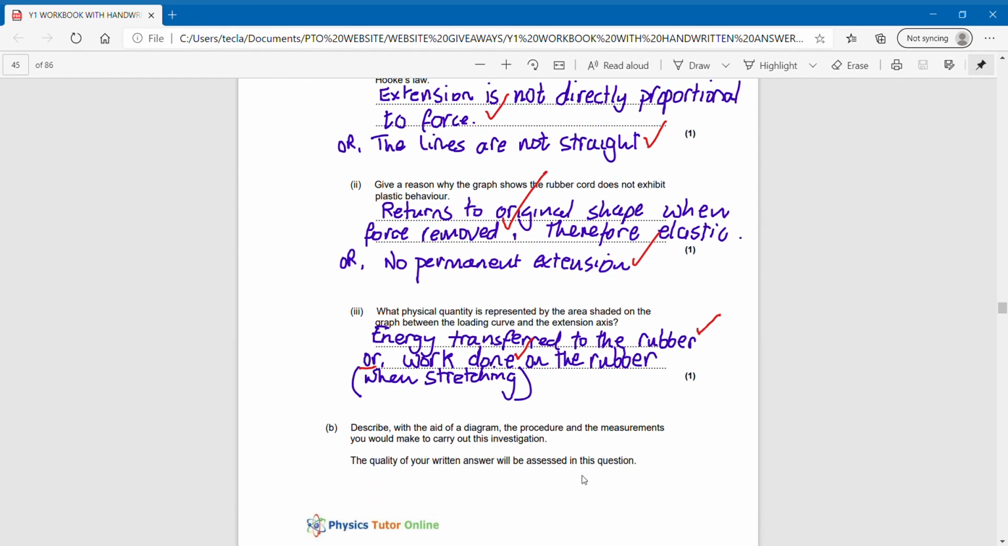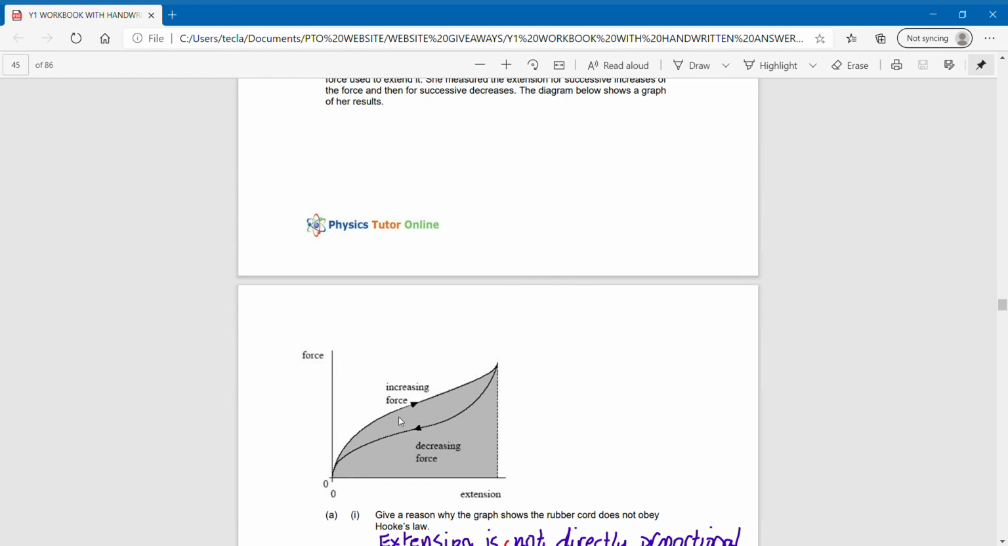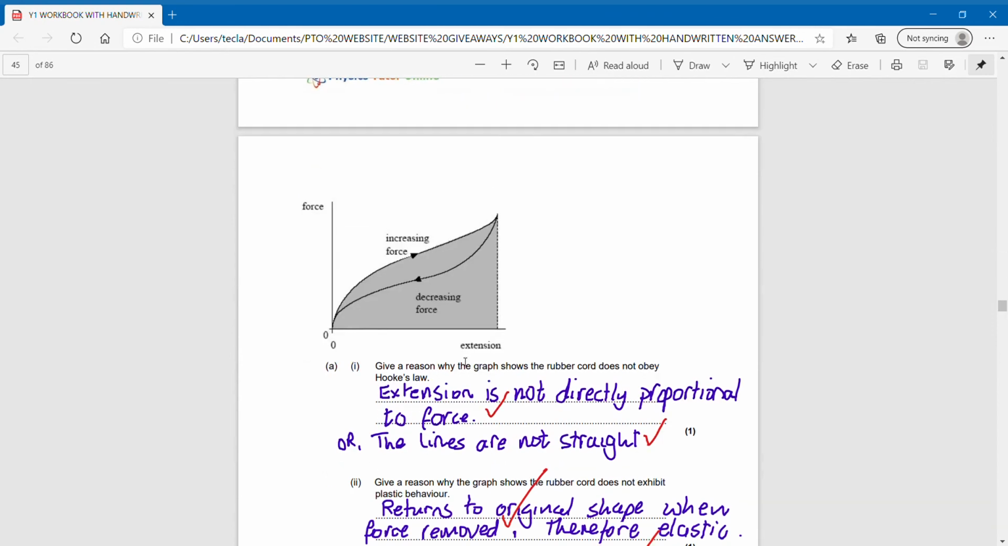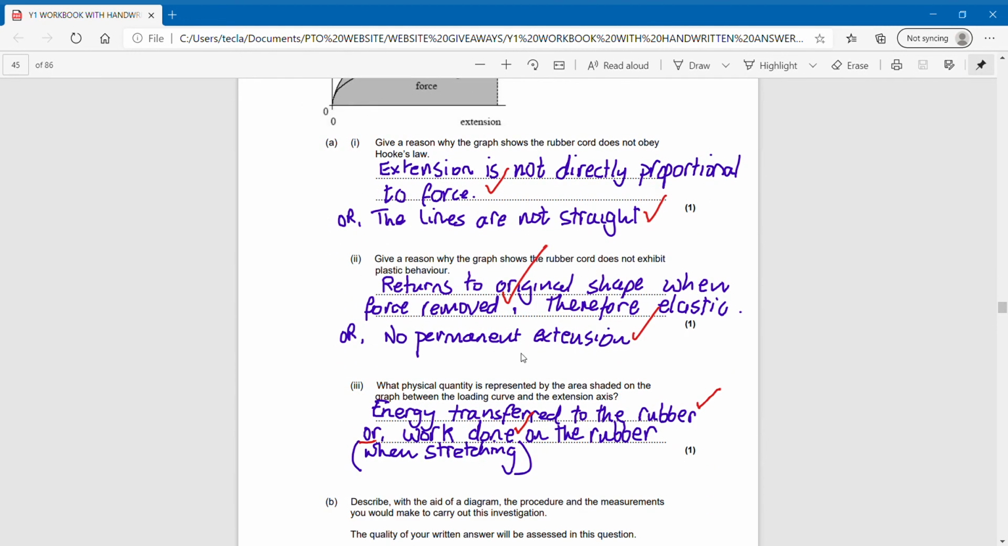Part 3. What physical quantity is represented by the area shaded on the graph between the loading curve and the extension axis? So just being careful what we're talking about here. So it's the area under this line, which is the loading curve, and it's sort of shaded in grey here. It's not the area between the 2 curves. That would represent something different. So area under a force extension graph represents energy. So in this case it's energy transferred to the rubber, or it represents the work done on the rubber when stretching.